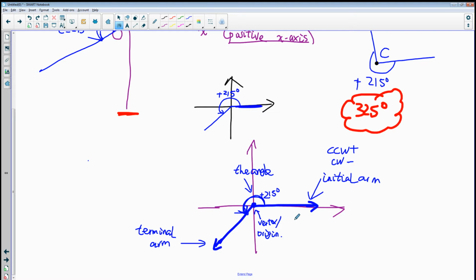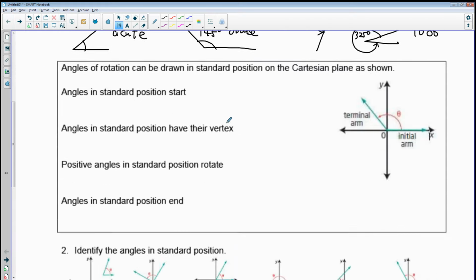So an angle in standard position has four parts if you count the vertex. The vertex is at the origin, same name, so hopefully it's easy to remember where it is. The initial arm is always the positive x-axis, and the terminal arm is the one arm that moves away. The direction you mark, the direction you indicate, like this arrow, is the actual angle. So there are 4 parts to an angle in standard position. Okay, so that's what I was leading up to, and that's what this box is talking about.